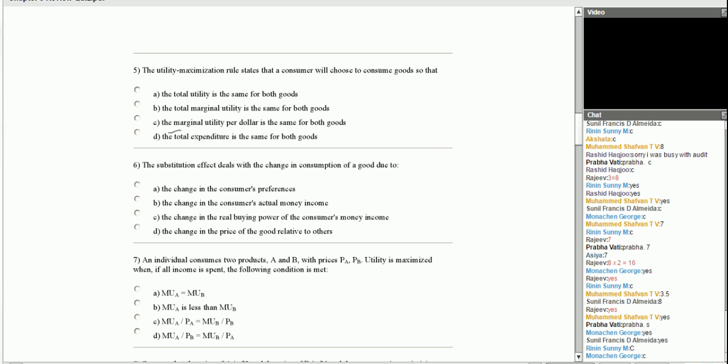That is a separate law which we will be doing in some other class, not today. That's a separate law of economics.